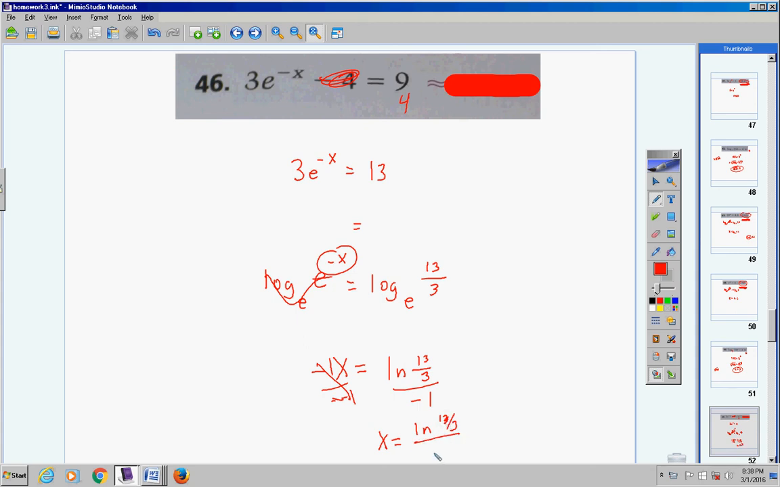Now, here's how you would type this in. If you listen carefully, I will teach you how to do this. With your calculator, use your LN button, then 13 divided by 3, then close the parentheses, and hit enter. You should have 1.46633769. Then hit divided by negative 1, enter, and you'll get negative 1.466. Now, you do not need to check this because your original problem was not a logarithmic equation, so you're good. That's your answer.